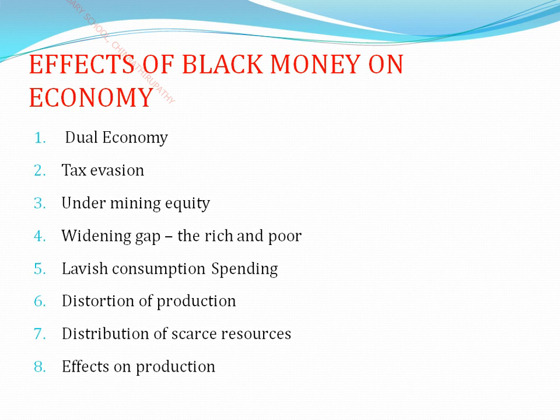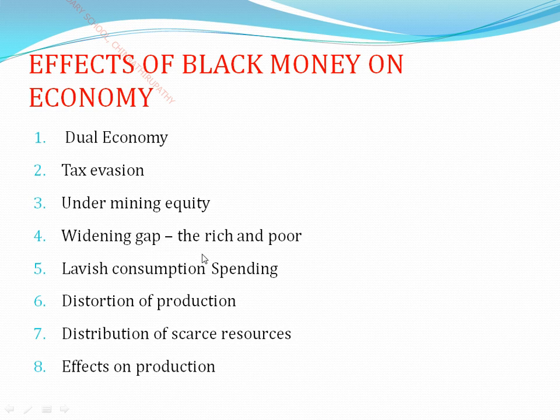Effects of black money on the economy. Dual economy: black money means a dual economy, with double counting of earnings. That is a problem. Another problem is tax evasion. The government faces the problem of tax evasion, so the government is not earning money from taxes. And undermining equity: it is the duty of every citizen to show a correct account to the government. When undermining equity is done, that too is one of the demerits of black money on the economy.